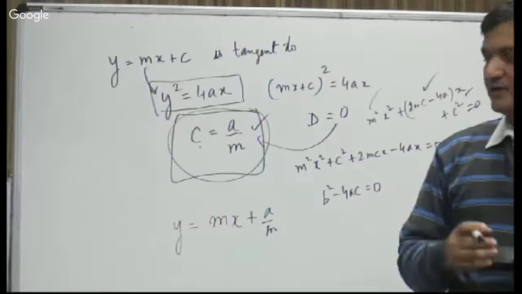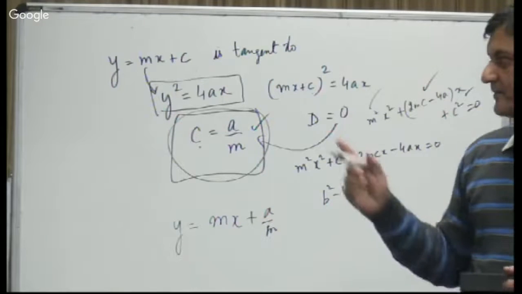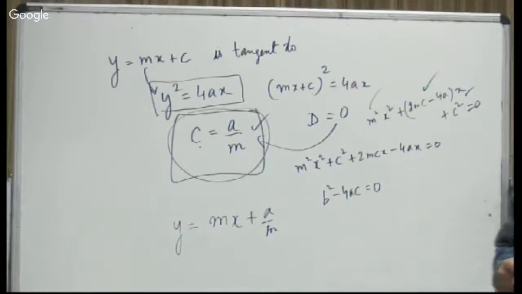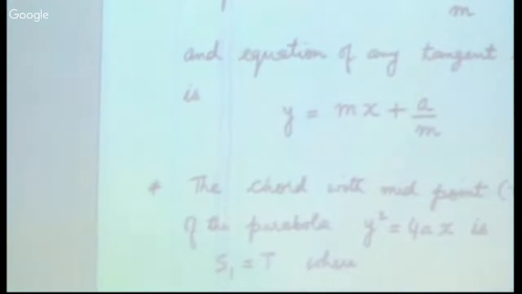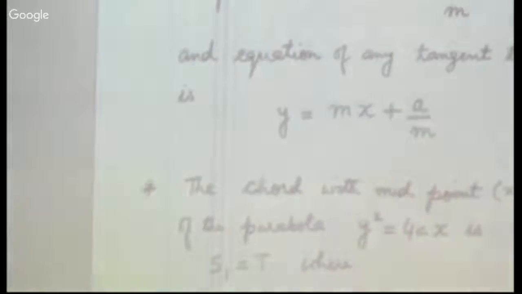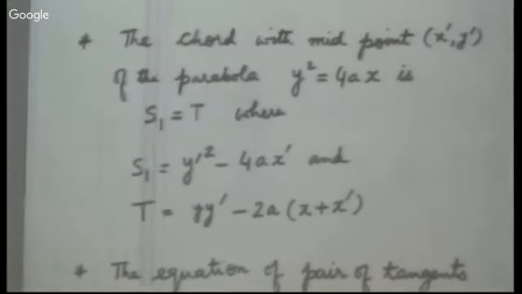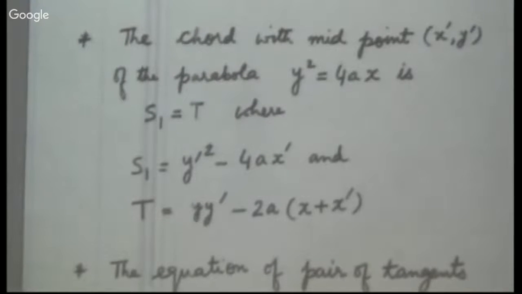Now, the chord with midpoint x dash y dash of the parabola y square equal to 4ax is S1 equal to T. Suppose you are given the parabola y square equal to 4ax and you have to find the equation of the chord for which x dash y dash is the midpoint, right? Then what will be the equation? S1 equal to T. I will just explain what it means.